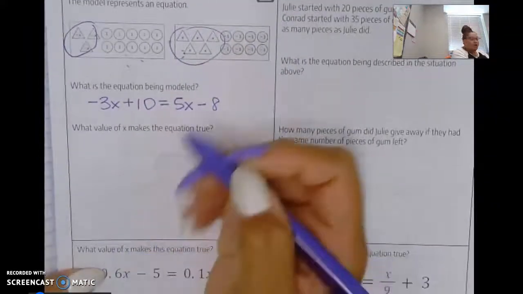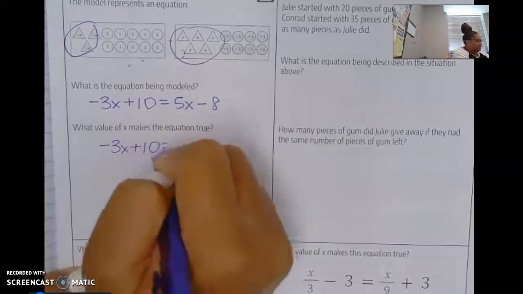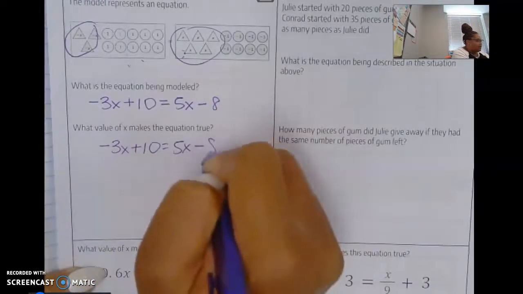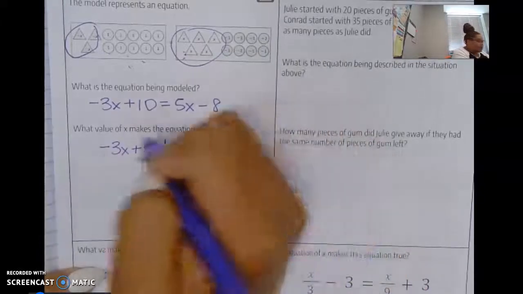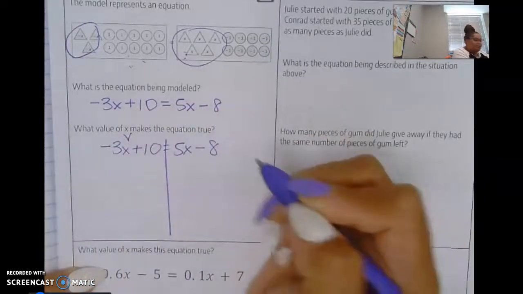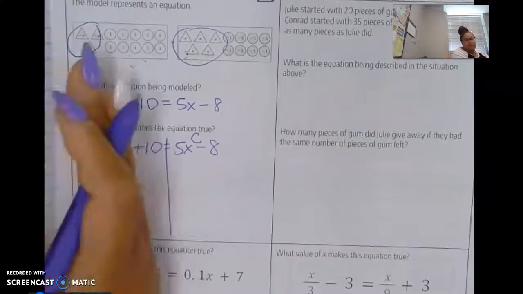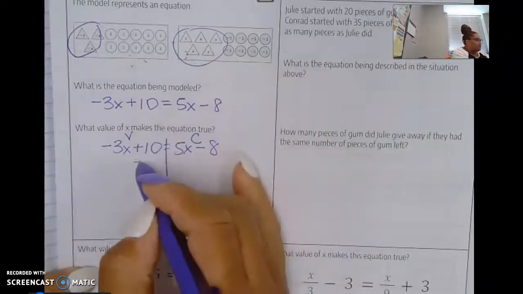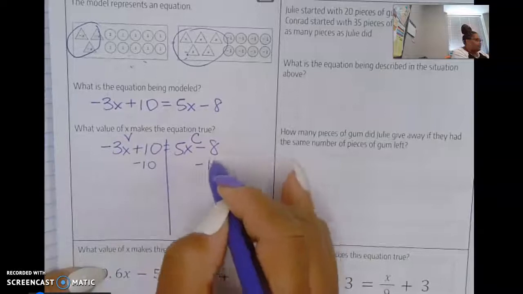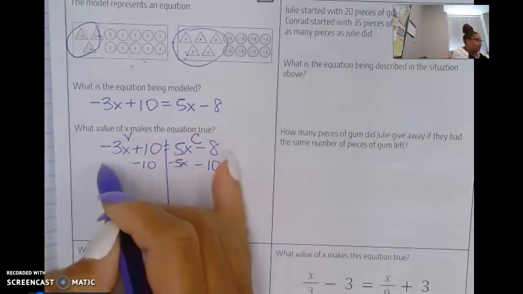Now, in order to solve, this is where I draw the river. 3x plus 10 equals 5x minus 8. And then I start moving stuff around. The variables need to be on one side, so I'm going to put a v over here, and the constants need to be on the other. Traditionally, I like to have the variables on the left, the constants on the right. So I'm going to subtract the constant, 10, from both sides. And then I'm going to subtract the variable, 5x, from both sides.